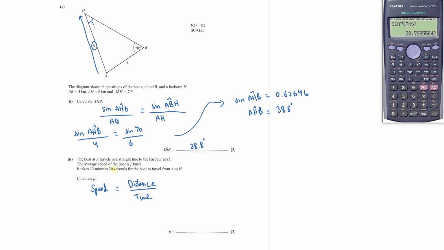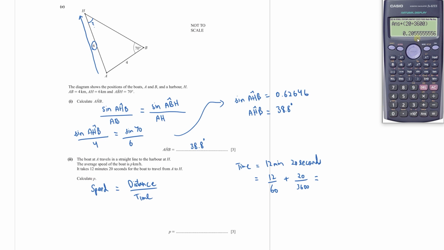The time is in minutes and seconds. So time equals 12 minutes and 20 seconds. So first we need to convert this into hours before we can put this in the equation here. So 12 minutes, how do you convert minutes into hours? You divide by 60, plus you have 20 seconds. So you divide the seconds by 3600 because each 1 hour has 3600 seconds. And this will give you the time in hours. So 12 divided by 60 plus 20 divided by 3600.